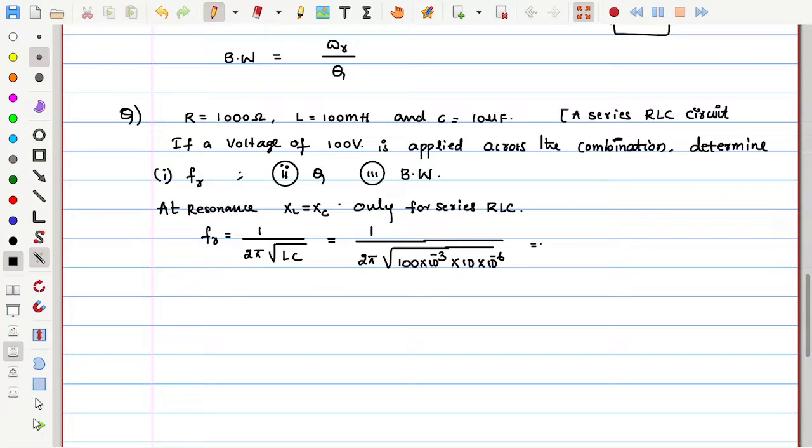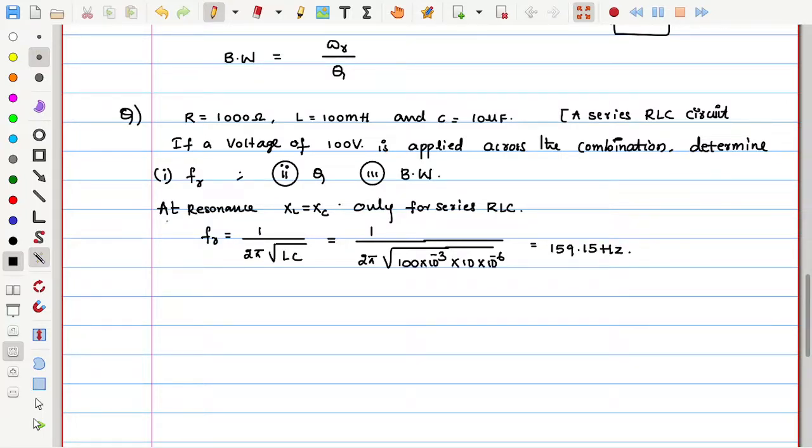1 divided by 2 pi into square root of, so this 10 power 3 will go away, just straight away 10 power minus 6. The answer is 159.15 Hz.